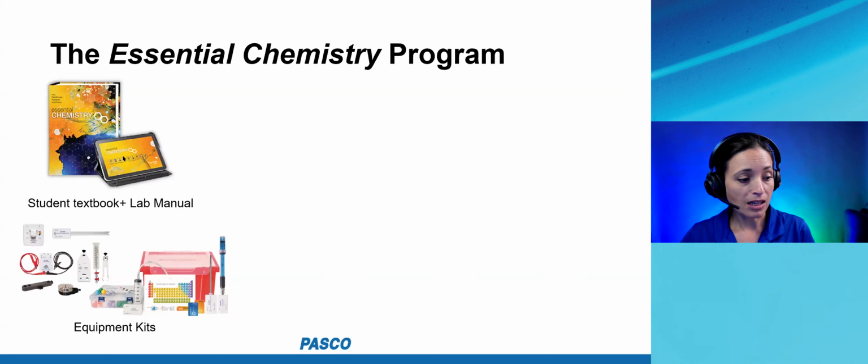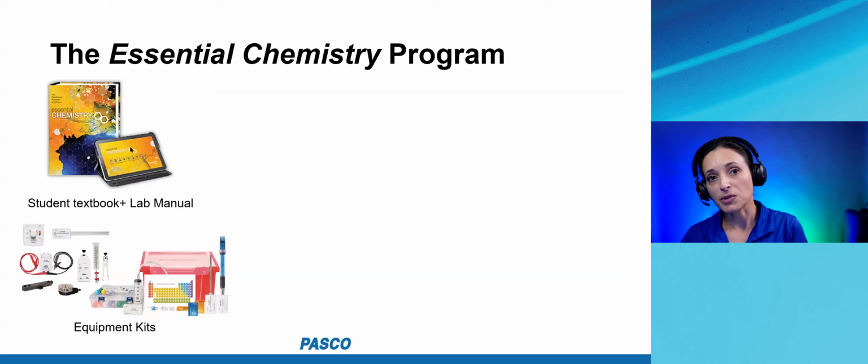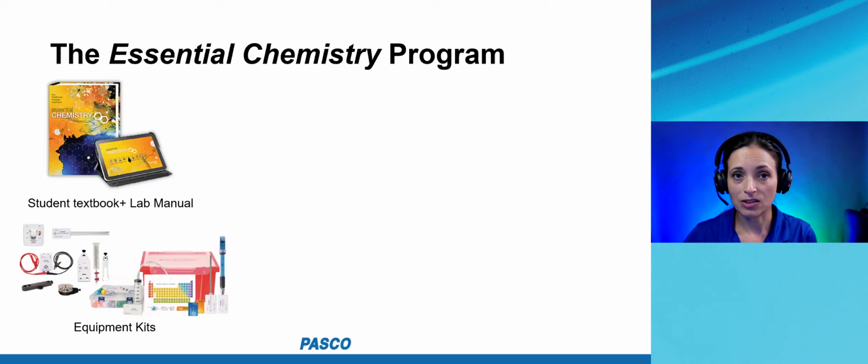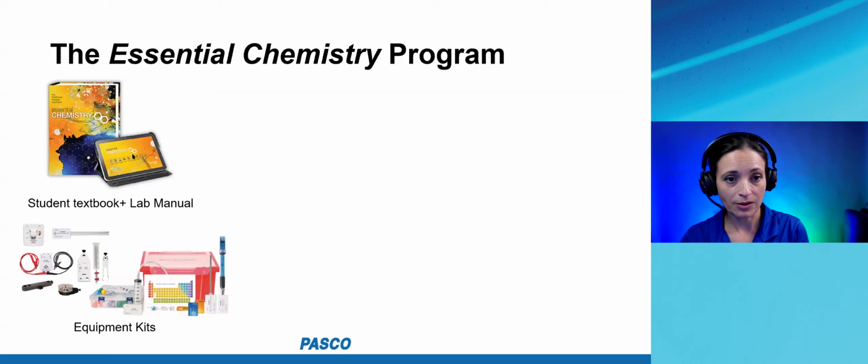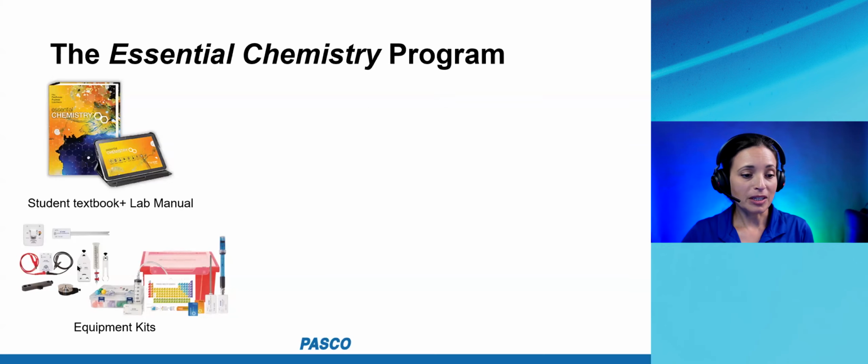There's an optional print book, and that goes for the student book only, an optional print student book, as well as an optional print lab book, either student or teacher. And the student print lab book is consumable. So students can tear out worksheets and write answers right there in their lab book. There are also optional equipment kits, and I'll be talking more about those in session two.